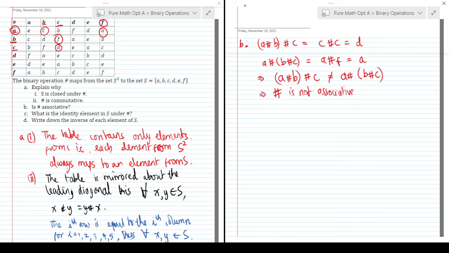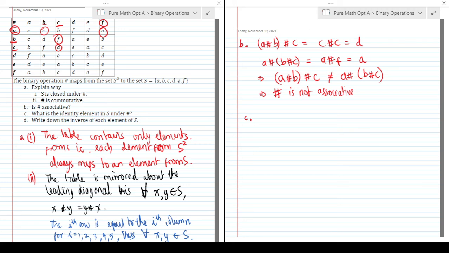So going on now, part C was the identity element. Now remember, the identity element is such that when you take any element from the set and perform the operation with the identity element, you're going to get back the same result. So A star the identity is A. B star the identity is B. C star the identity is C. D star the identity is D, and so on, right?